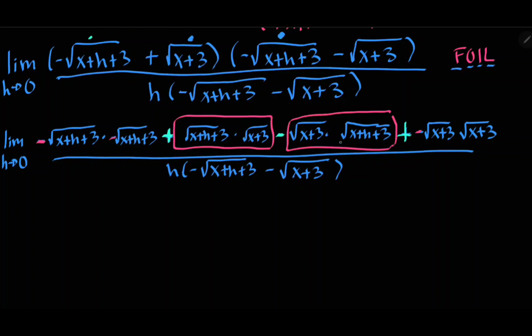Well, if they're the same terms, they both have an x plus h plus 3, they both have a square root of x, and they're opposite signs, that means I'm just taking the same thing away from it. These two terms are going to cancel. Just left with the two outside terms. So I'm gonna go ahead and rewrite it.